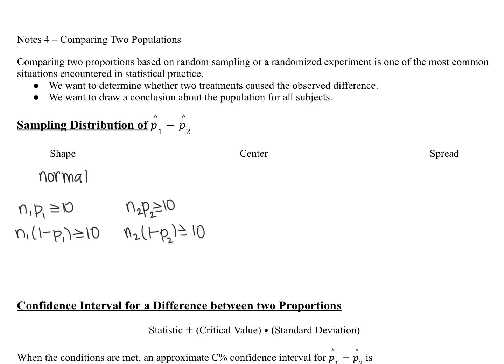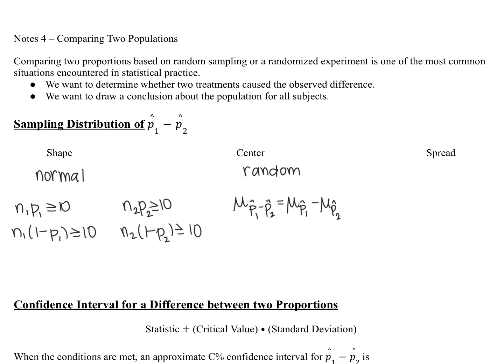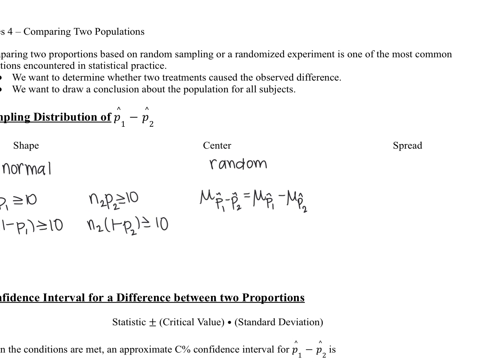For the center, that was when we had random. So both of our populations had to be taken randomly, and then we said the mean of P1 hat minus P2 hat was the mean of P1 hat minus the mean of P2 hat. And then for spread, that was when we had independence. So that was when sample 1 had to be less than or equal to 10% of its population, and sample 2 had to be less than or equal to 10% of its population.